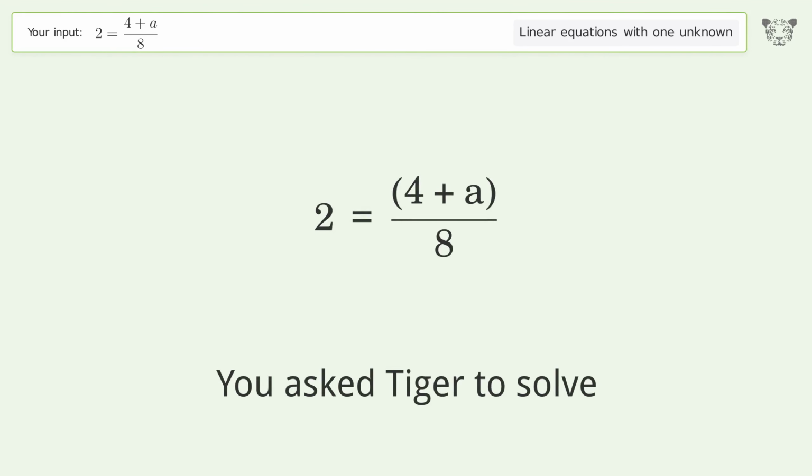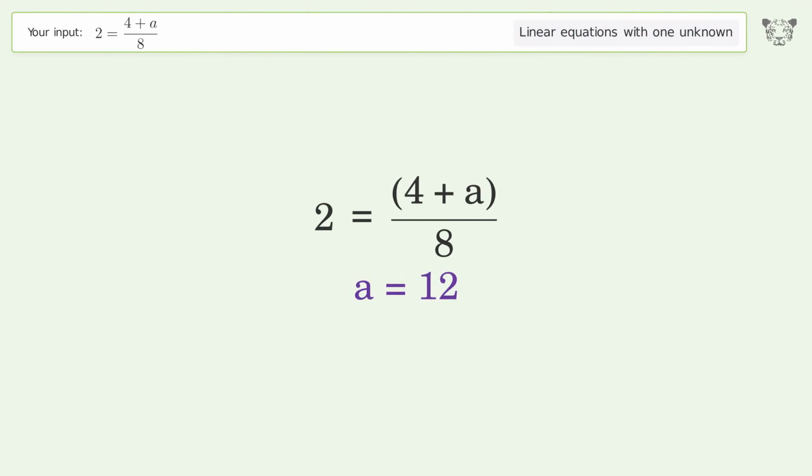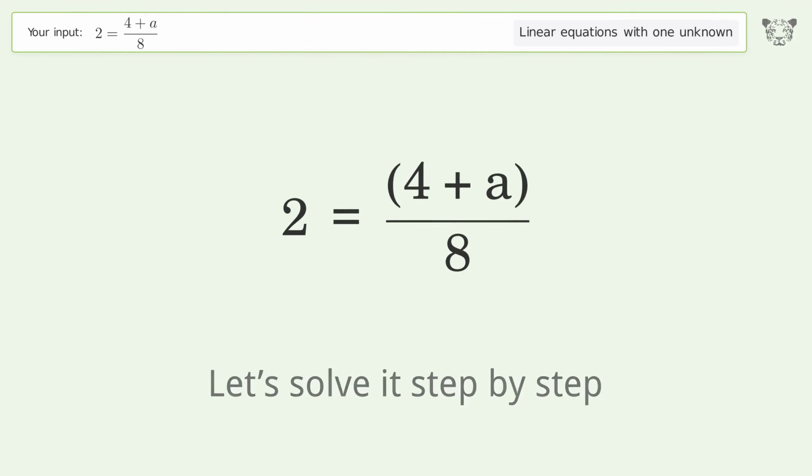You ask Tiger to solve. This deals with linear equations with one unknown. The final result is a equals 12. Let's solve it step by step.